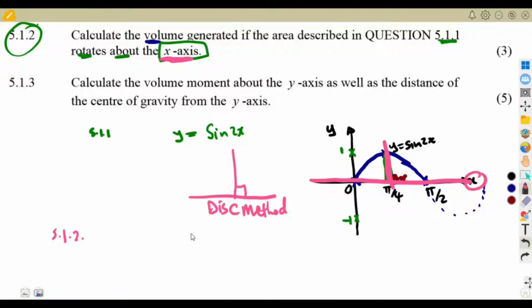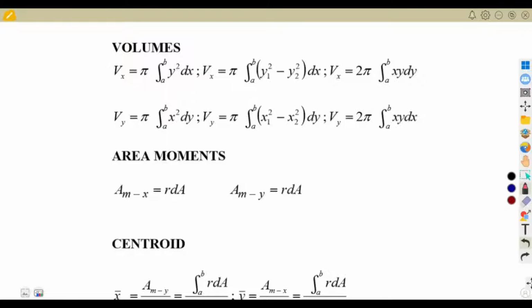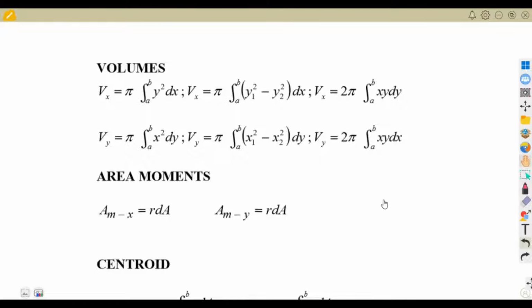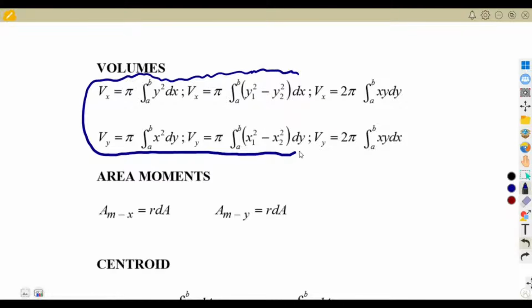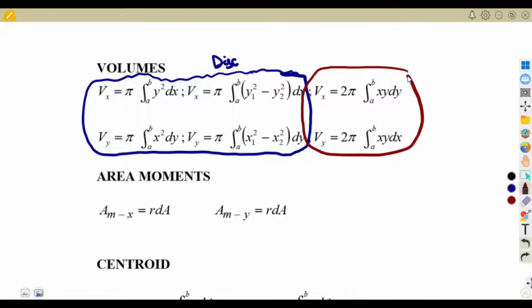Please be careful there. We use the disk method. Which part are we referring to as the disk method? We had that part in our notes on the volumes. These are the volumes that we have in this case. In terms of the disk method, I explained that we are going to use all this part here. This part is for the disk method, and this part on the other side is for the shell method.